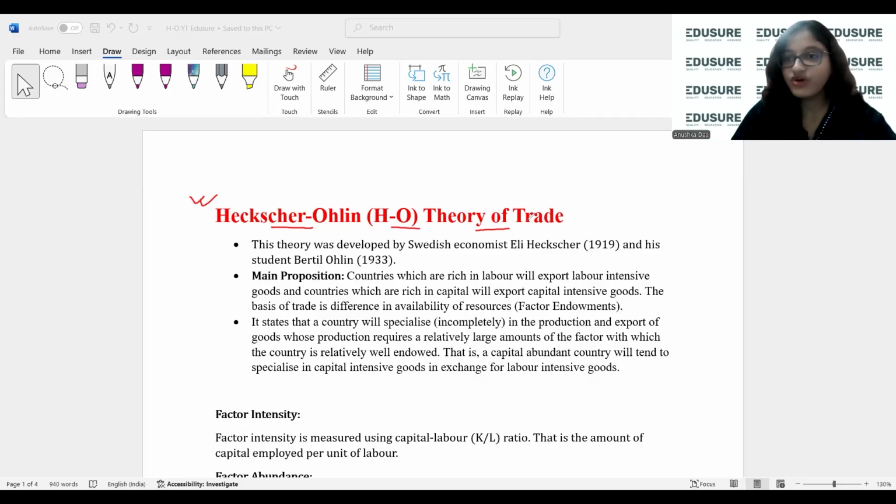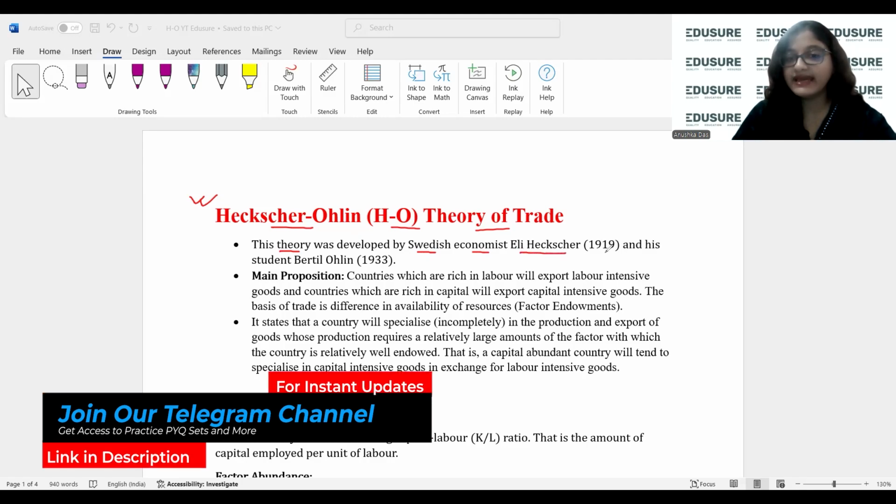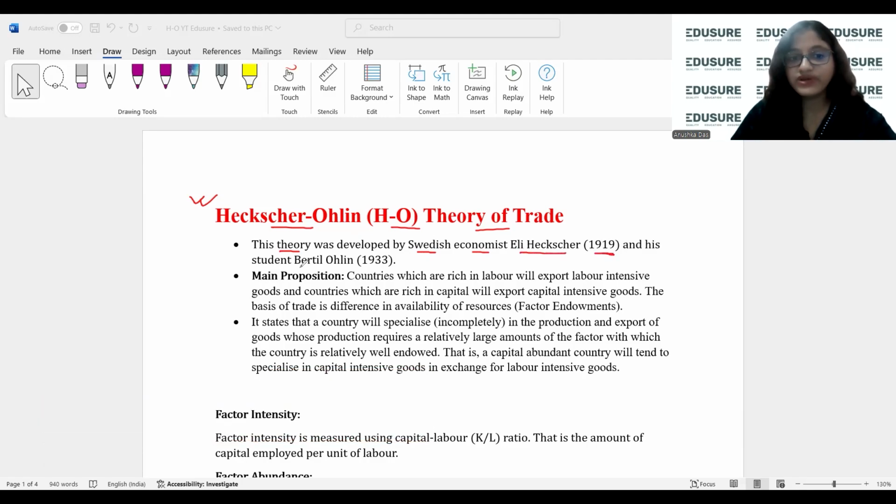So what is the Heckscher-Ohlin model? As you can see, this theory was developed by the Swedish economist Eli Heckscher in the year 1919 and his PhD student Bertil Ohlin in the year 1933. So this is the first piece of information: the year and the two economists who propounded this theory. This has to be remembered.